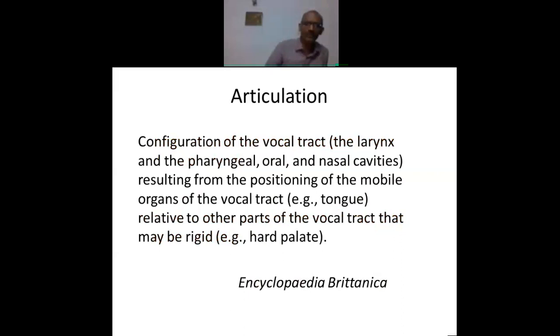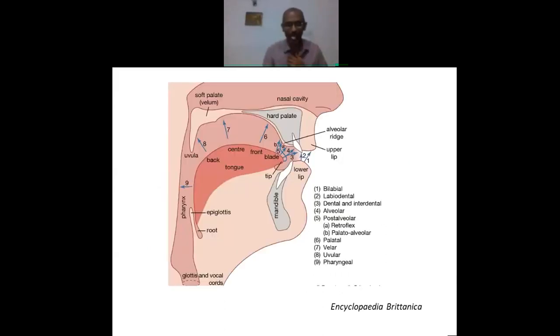Now, the next important concept is articulation. It's not really a definition, it's the configuration of the vocal tract resulting from the position of the mobile organs of the vocal tract related to the other parts of the vocal tract. Now, what is the vocal tract? We'll see that. So this is another picture. We know that these are all the articulators, tongue, palate, etc.